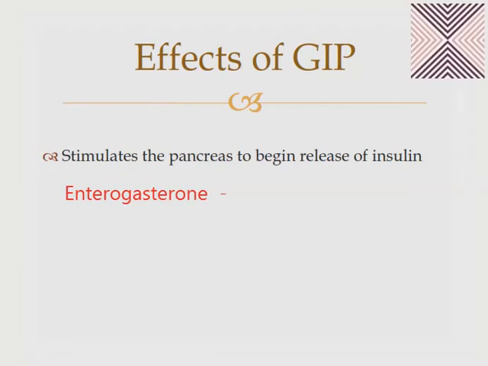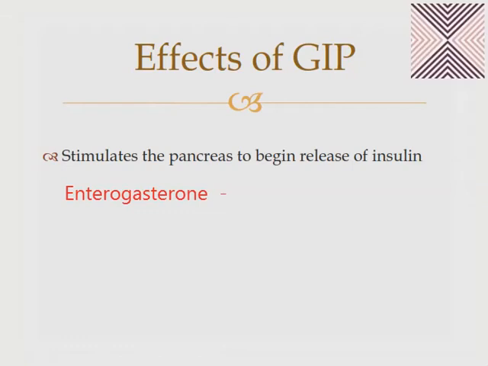Now this enterogastrone hormone is again secreted by the intestine. So that means that enterogastrone and secretin, both the hormones, are secreted by the intestine and they are giving a negative stimulus to the gastric motility. So this is very, very important to note.